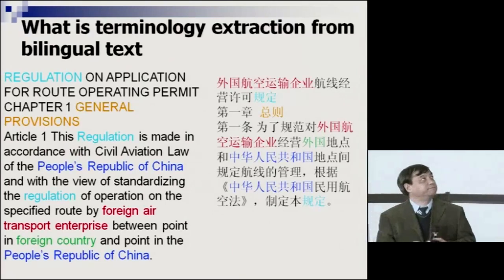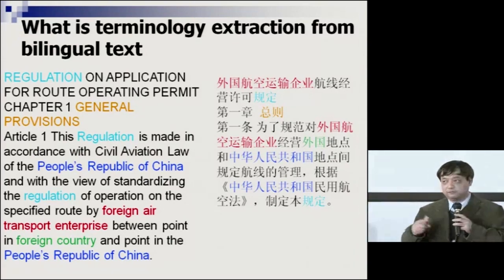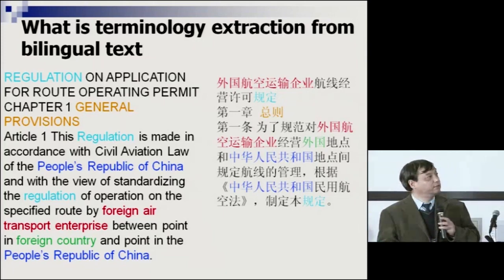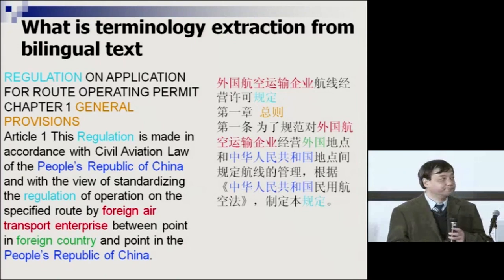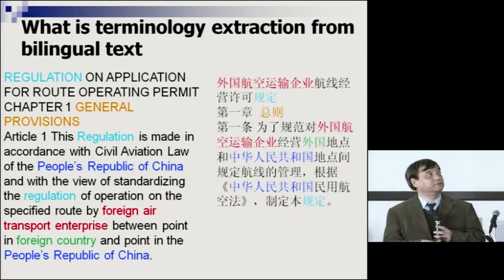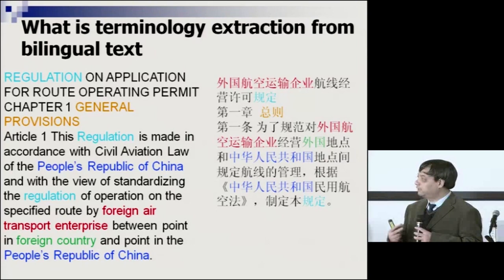Terminology extraction from bilingual text: we try to design a program that can extract bilingual terminology automatically. For example, 外国航空运输公司 corresponds to its English counterpart. Suppose you have a huge bilingual corpus; we try to let the computer build the knowledge graph automatically. In just maybe half an hour, the computer will build a list of suggested parallel terminology.